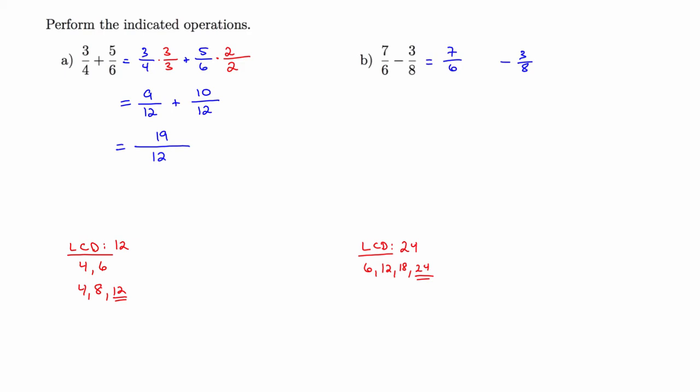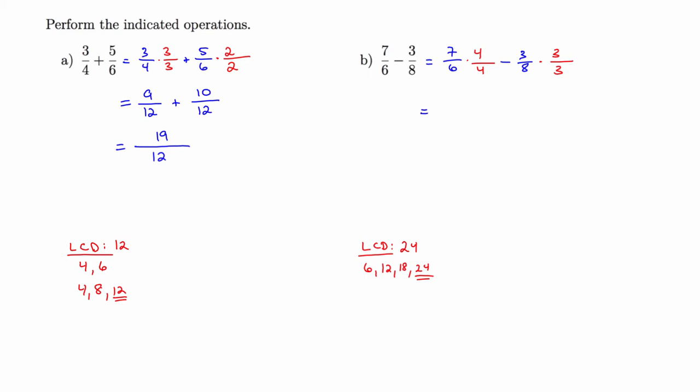Looking at the first fraction, 7/6, I need to multiply 6 by 4 to make it 24, but if I multiply the denominator by 4, I also need to multiply the numerator by 4. In the second fraction, 3/8, I need to multiply 8 by 3 to make it become 24, and similarly I need to multiply the numerator by 3 as well.